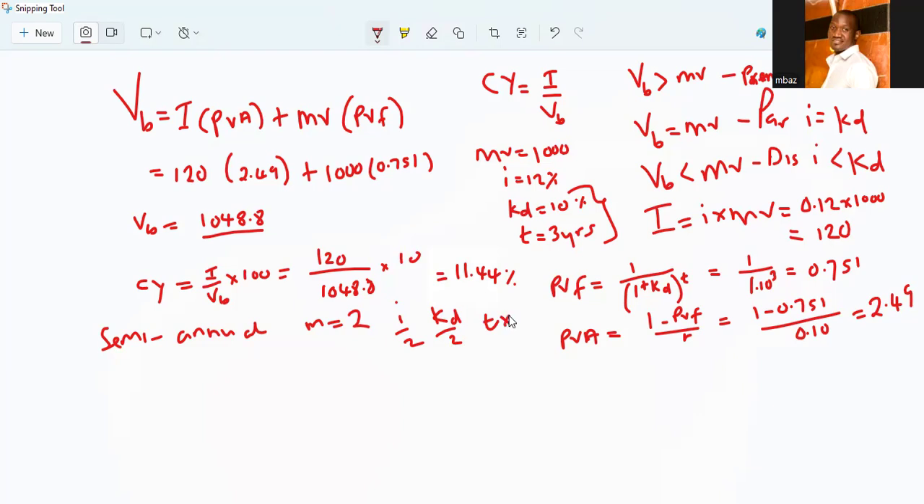So what was our coupon interest? What percentage? 12%. So what's half of 12%? 6%. Okay. Then our market rate was how much? 10%. What becomes our new market rate?